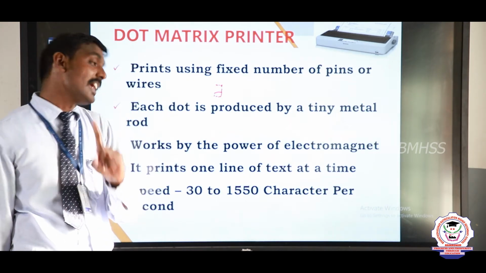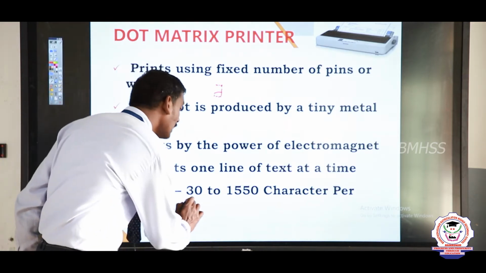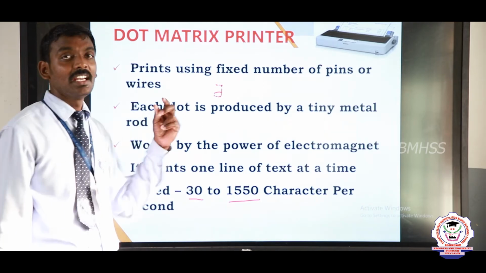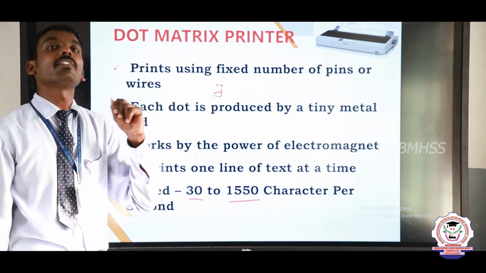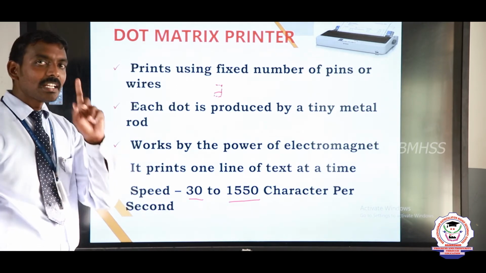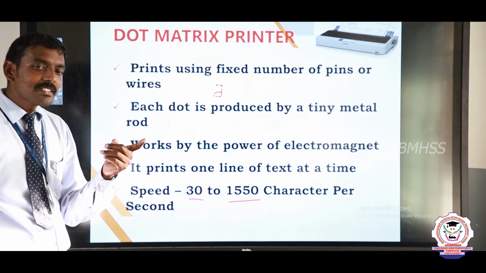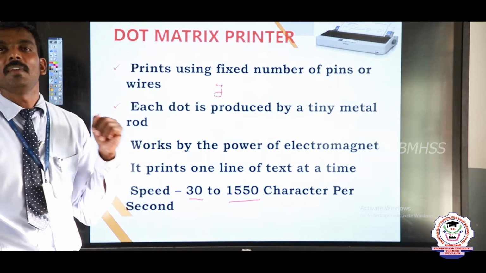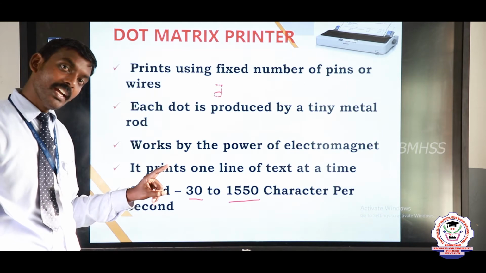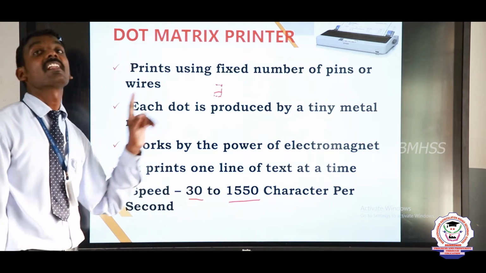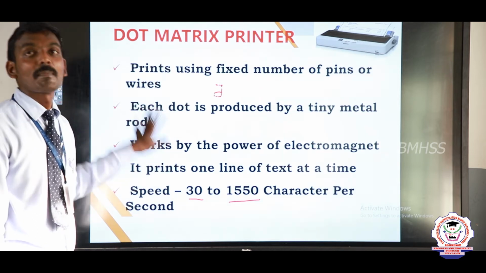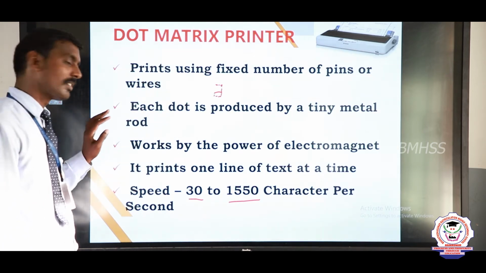And then how many characters? Speed: 32,550 characters per second. Every second, 32,550 characters should be printed. At that time, how many lines will be printed, students? Yeah, very good. How many lines? A single line will be printed. And per second, 32,550 characters will be printed. This is a dot matrix printer.